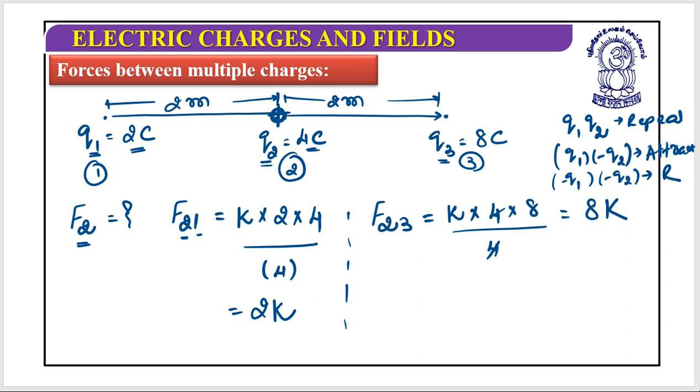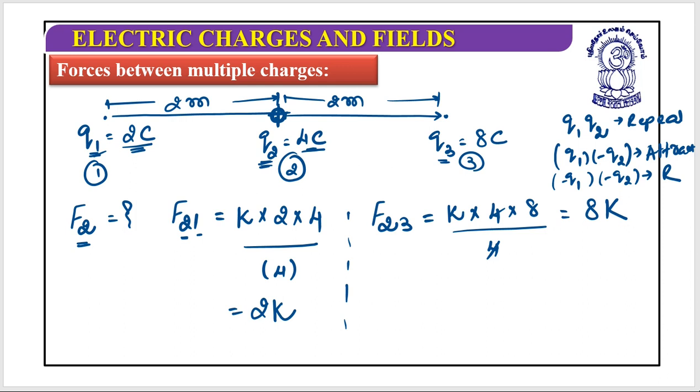Whatever the motion would be, that motion would be of q2 only. q1 will not go anywhere because you are interested in the force on q2. So look at this. This is 2 coulomb positive, 4 coulomb positive. Both charges are positive. When both charges are positive, will they attract or repel? Yes, they will repel each other.